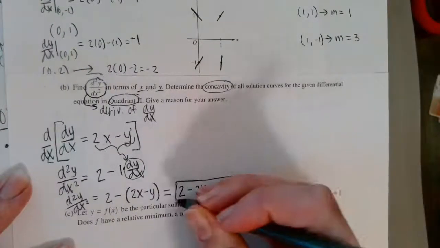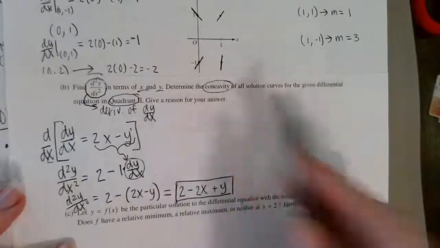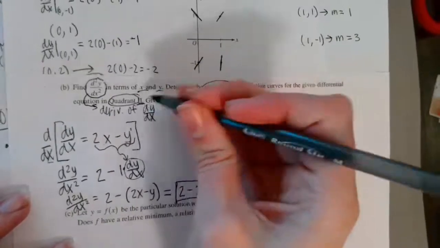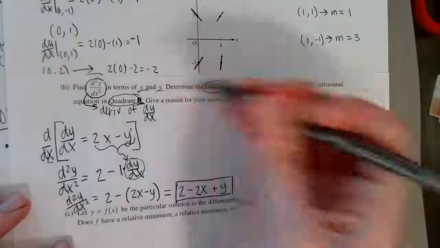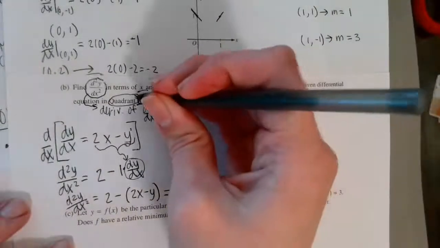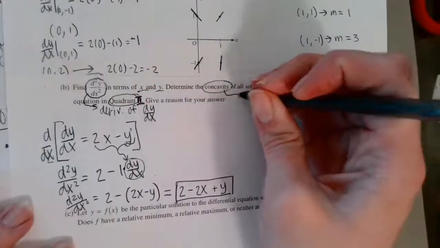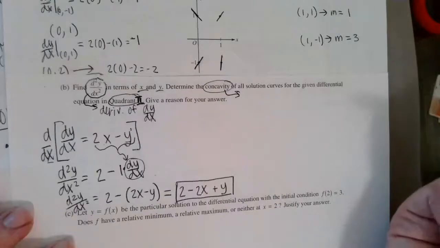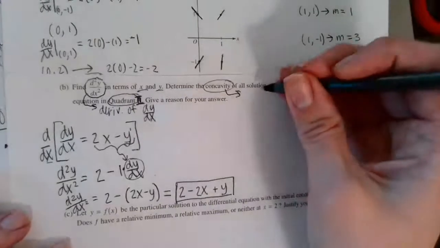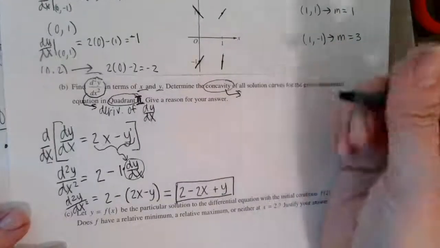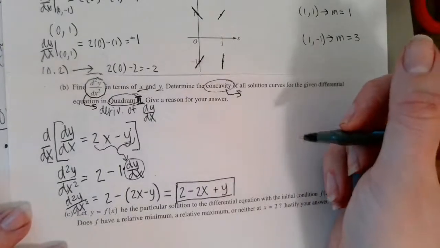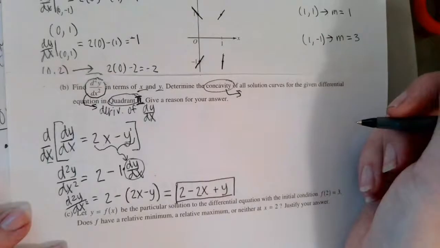So I've answered the first part of the question. Next, determine the concavity of all solution curves for the given differential equation in quadrant 2. Sorry, that's quadrant 2 right there. Okay. Concavity. They're asking me about concavity in the same question they asked me to find the second derivative for a reason. I have to find whether my second derivative is positive or negative, because that will tell me whether y is concave up or concave down.